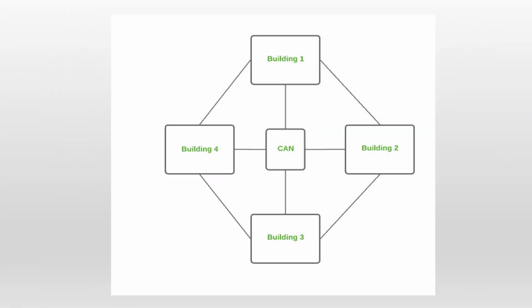Next, one more classification is there, the campus area network. If we give network service between buildings, that comes under campus area network.